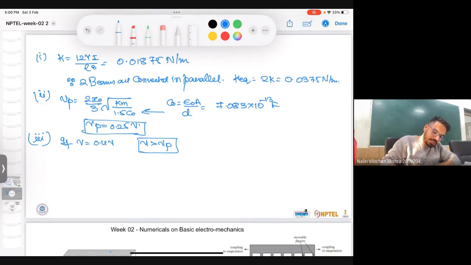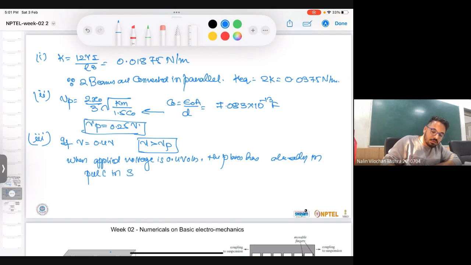So for this case, when applied voltage is 0.4 volts, the plates have already been in pull-in state, and hence the value of x will be 0.